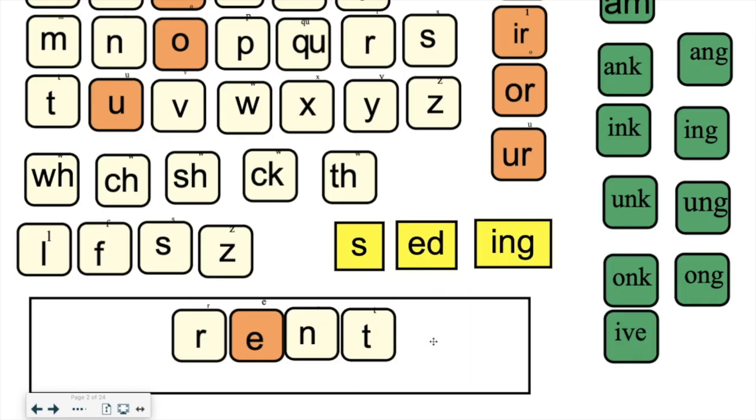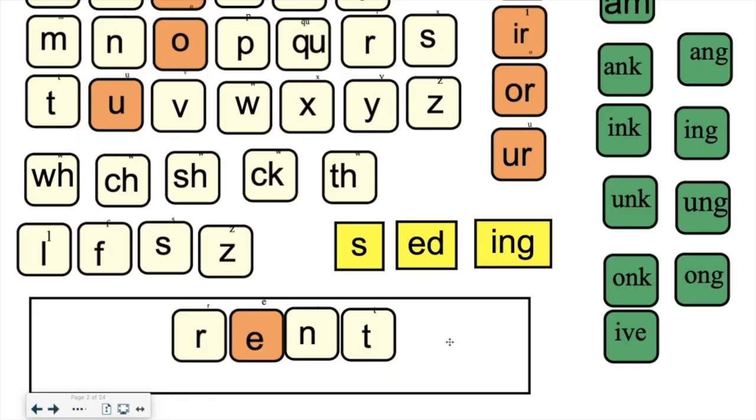But what if I show up at your house and you say, oh, that's a really nice car that you have, Mrs. Bruin, but it's not my car, it's a car that I'm renting. That means that I'm doing it right now. So when you're doing something right now, you add the ing suffix to the end, and that lets the person know that it's happening right now. So now this says renting.